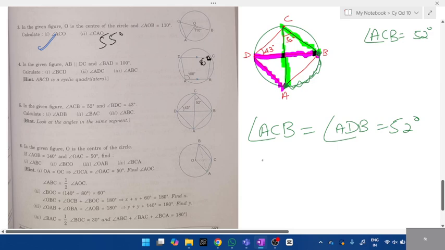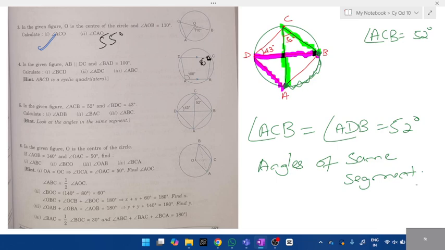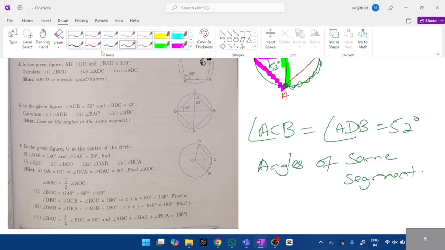Theorem 2. Angles of same segment. ABD segment, angle of same segment. This is how we have to figure out. Now look at 43. How is 43 degree formed, students? Through which two chords is 43 formed?